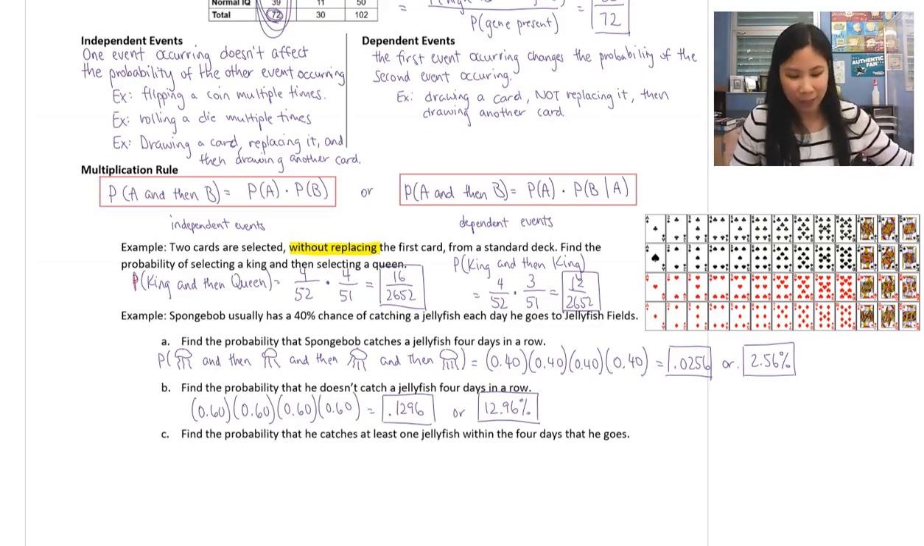Okay, finally, last example. Find the probability that he catches at least 1 jellyfish within the 4 days that he goes. So we just want him to feel a little successful, okay? Basically, at least means like 1 or more. So we just want to make sure he doesn't catch none, because that would be really sad. If he left empty-handed 4 days in a row, that would be so sad. So at least 1 means that you just don't care about the none, or for him to not catch any jellyfish. If you remember your complementary probabilities, complement is like the opposite. So we basically want the opposite of none.